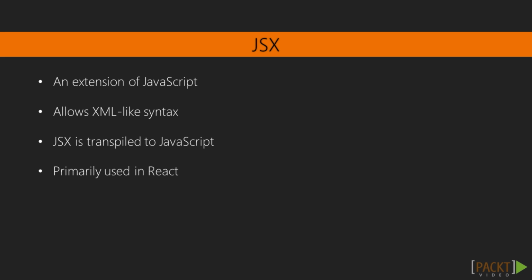There's another specification built on top of the JavaScript language, and it's called JSX. JSX is an extension of JavaScript that brings XML-like syntax to the language. Similarly to TypeScript, it needs to be transpiled to JavaScript. A note about JSX files is that they are primarily used in the JavaScript library React.